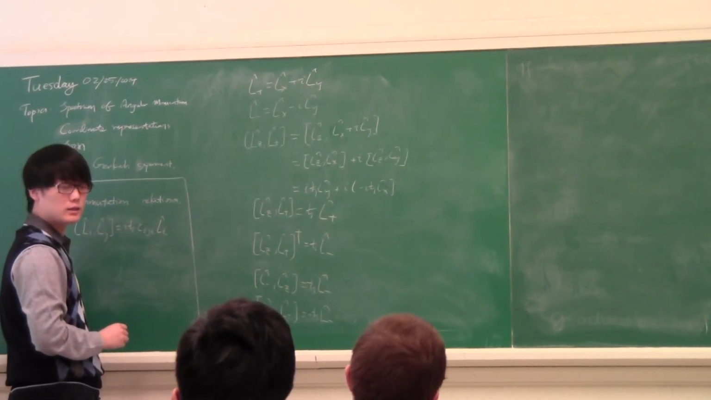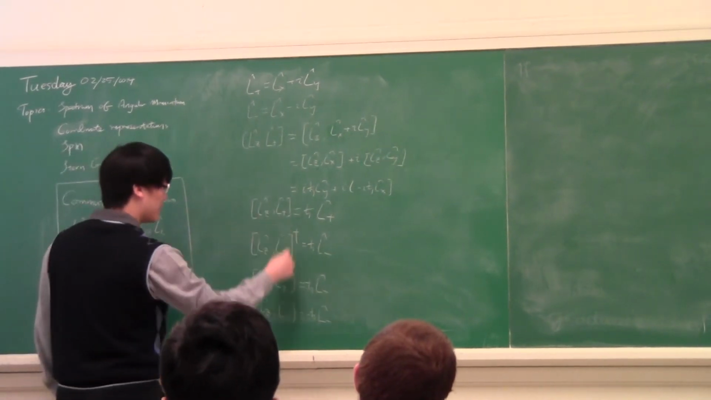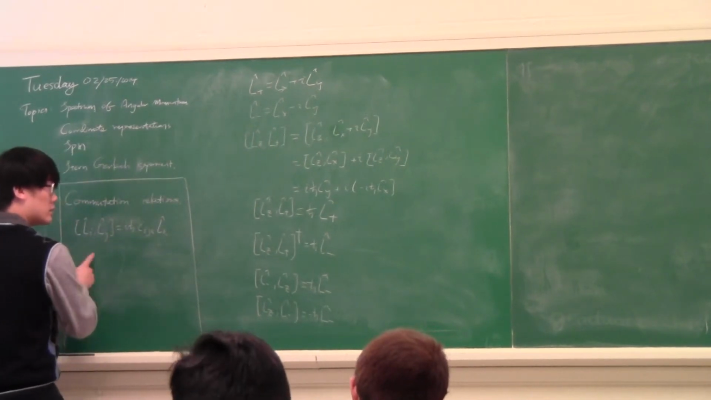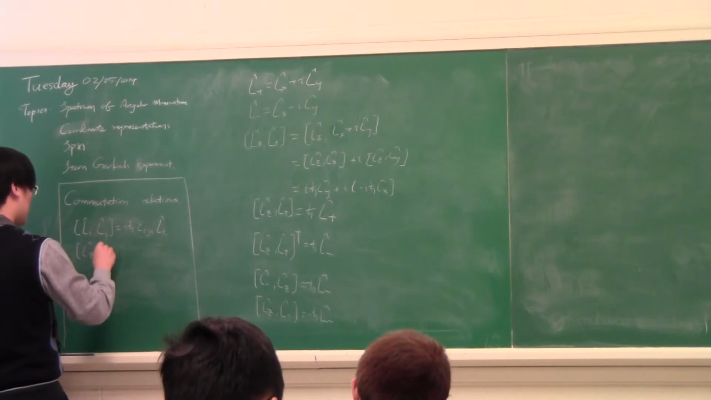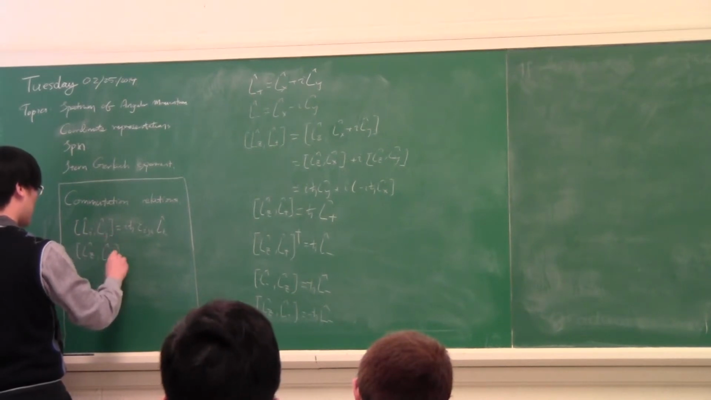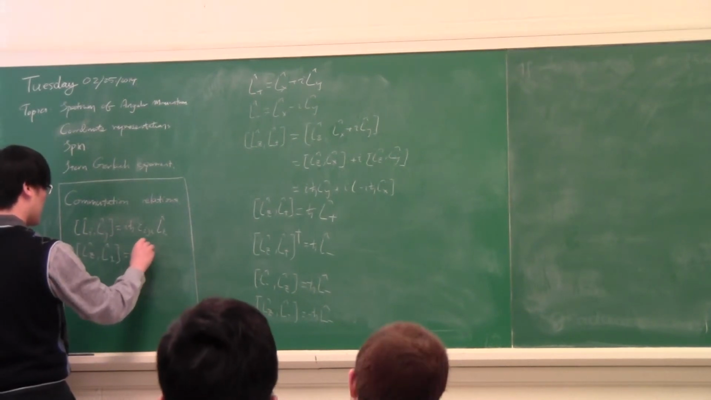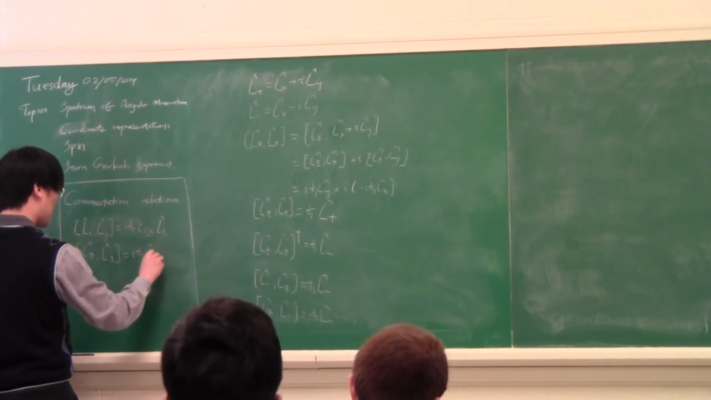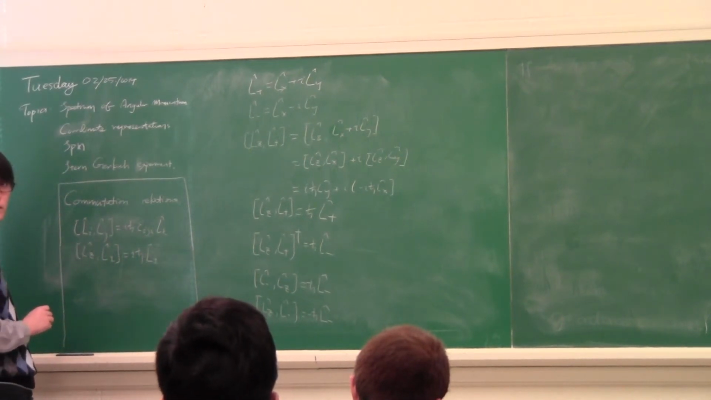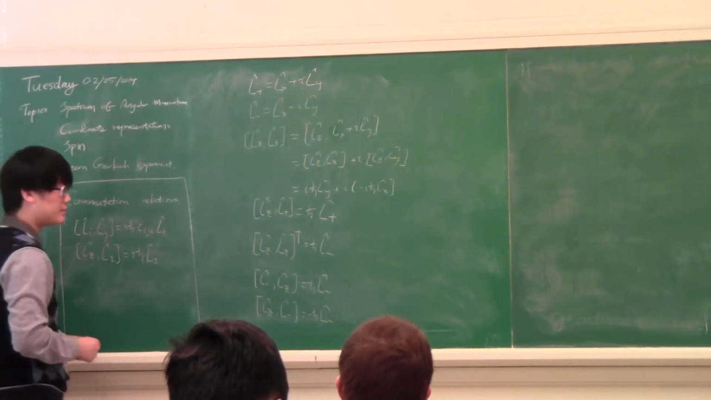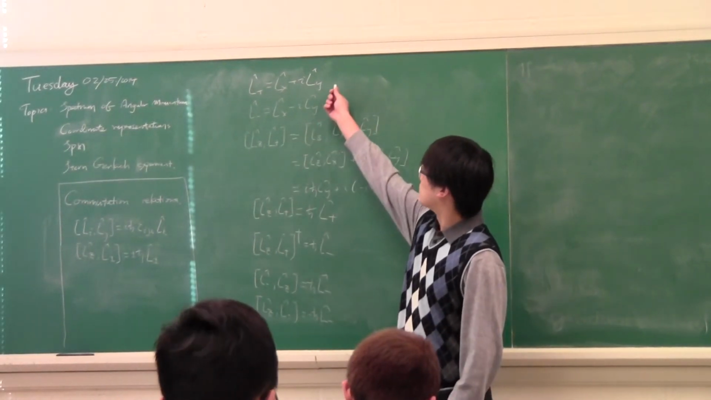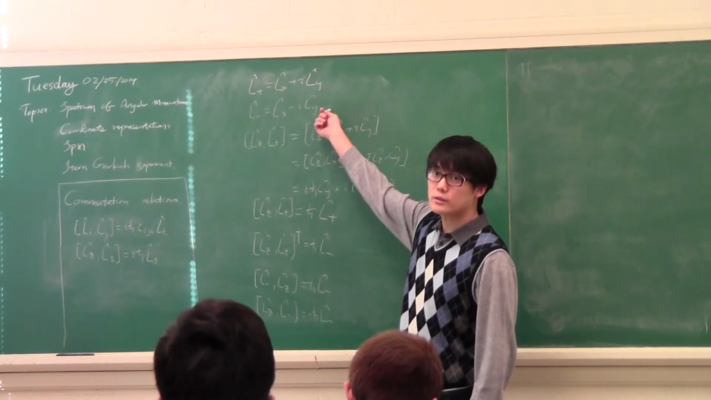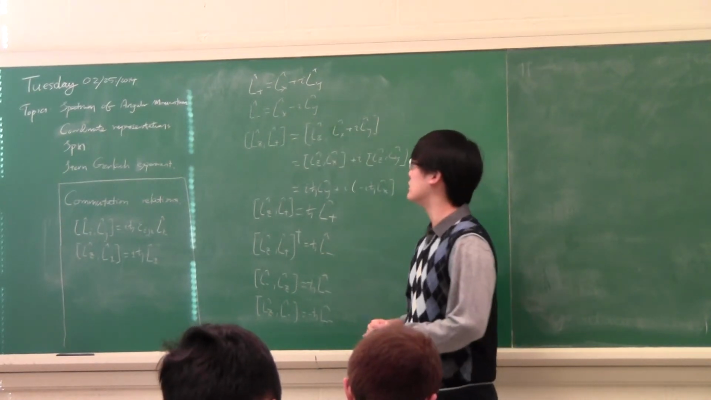Okay, and today we're going to make extensive use of these two commutation relations. So let me write it over here. The commutator of Lz with L plus or minus is equal to plus or minus h bar L plus or minus. By the way, these are called raising and lowering operators, and you'll see why in a second.